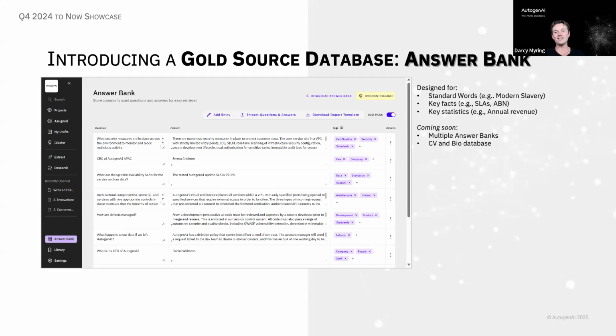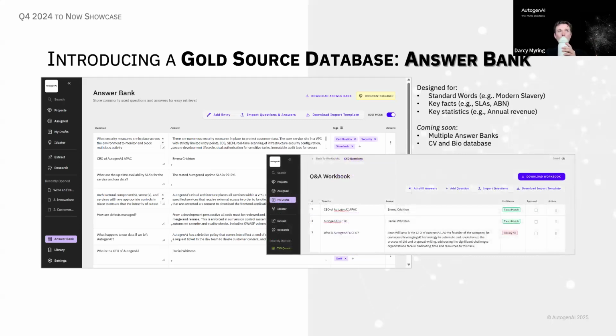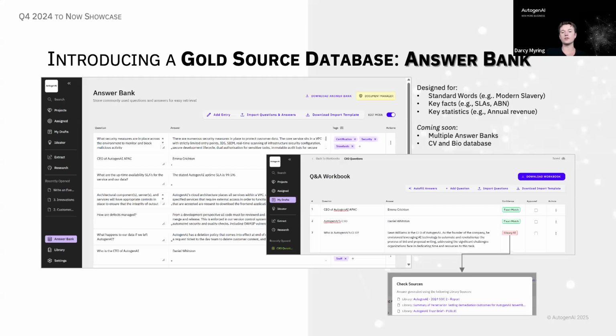The idea behind the answer bank is that it's going to house your standard words, your key facts, your key statistics that you generally want to use when you're responding to a tender, and specifically to those kind of pre-qualification style questionnaires. So if I go through, you can see here we've got the Q&A workbook. The answer bank works in conjunction with your Q&A workbooks to quickly answer the questions that you need to respond to in an automated fashion. And it gives you the sources for those as well.